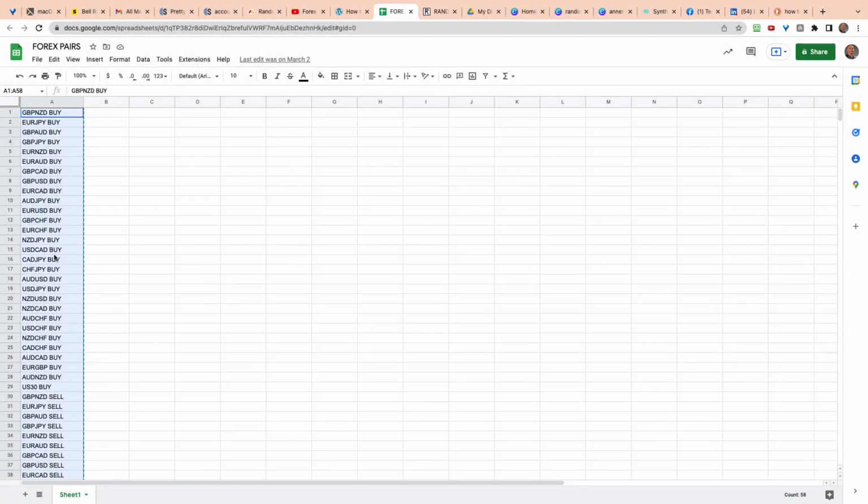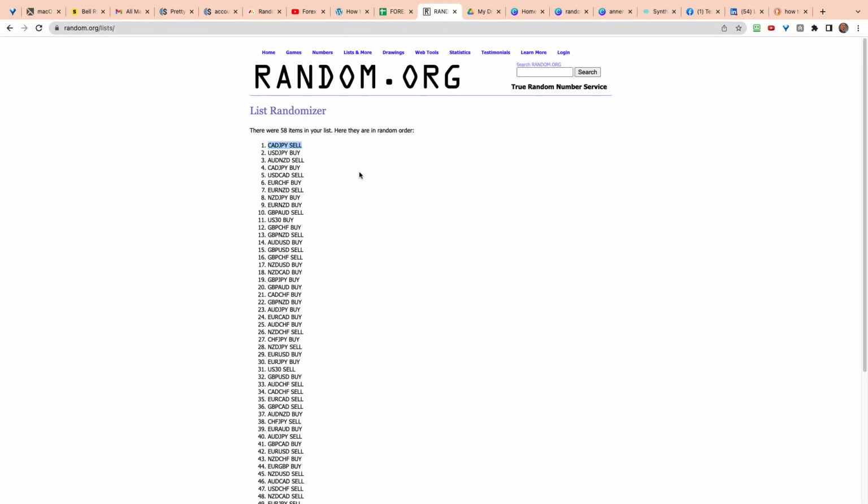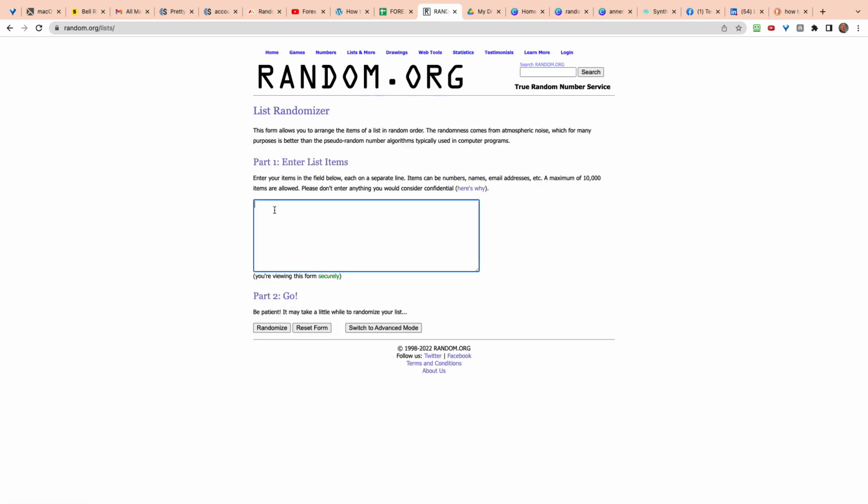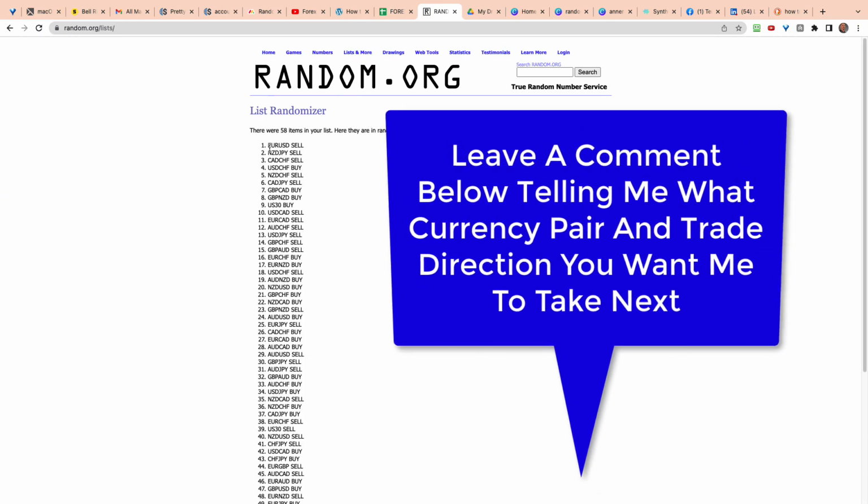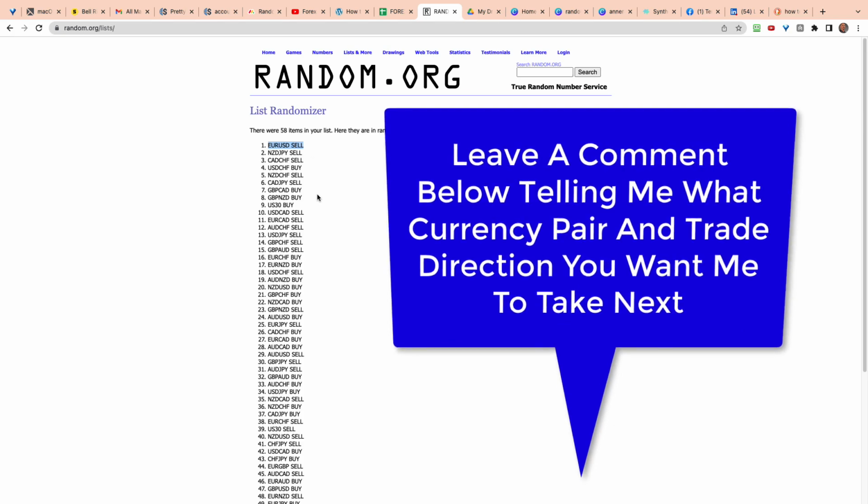I've attached a buy and a sell to the end of each of those. I'm going to copy that, and we will go over to random.org. Here's our previous list. We did CADJPY yesterday. I'm going to go to List Randomizer. I'm going to paste my list into this box, and we will hit Randomize. So the very top trade that comes out, the next random trade, is EURUSD sell. EURUSD sell. So let's go on over to the charts and enter our EURUSD sell trade.